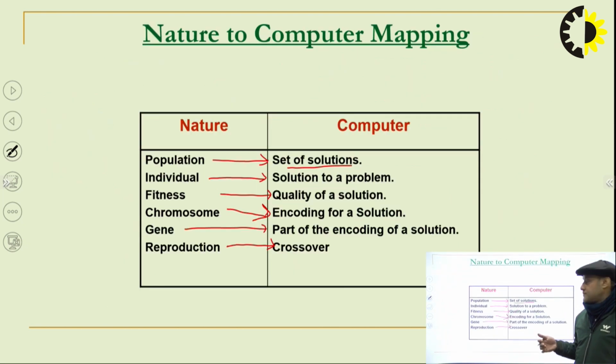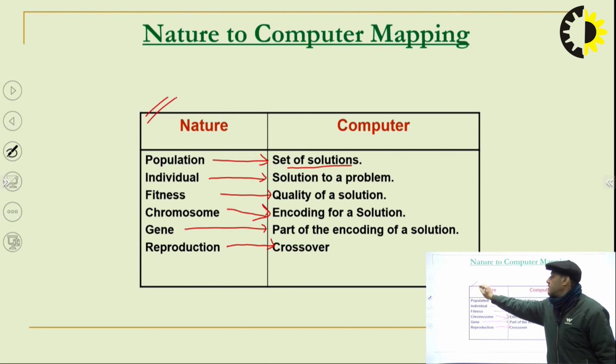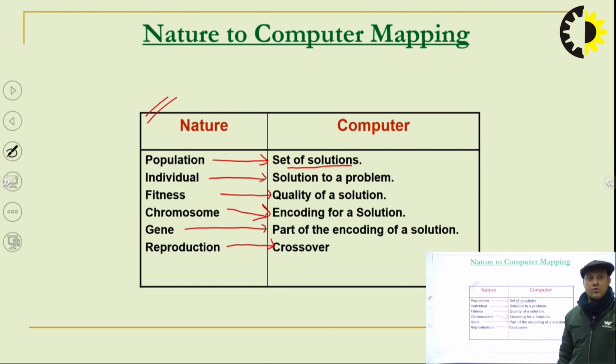Okay. So this table is important to understand. These are the terminologies that we use in biology, and what these terms mean in computer, I have briefed in this table. So this is the nature to computer mapping that I have talked about. Okay. So keep in mind, population is a set of solutions, individual is a solution to a problem. Okay. Fitness is the quality of a solution. So what we are doing in genetic algorithm, we are checking this fitness function, either we are getting the optimal solution or not. Okay.